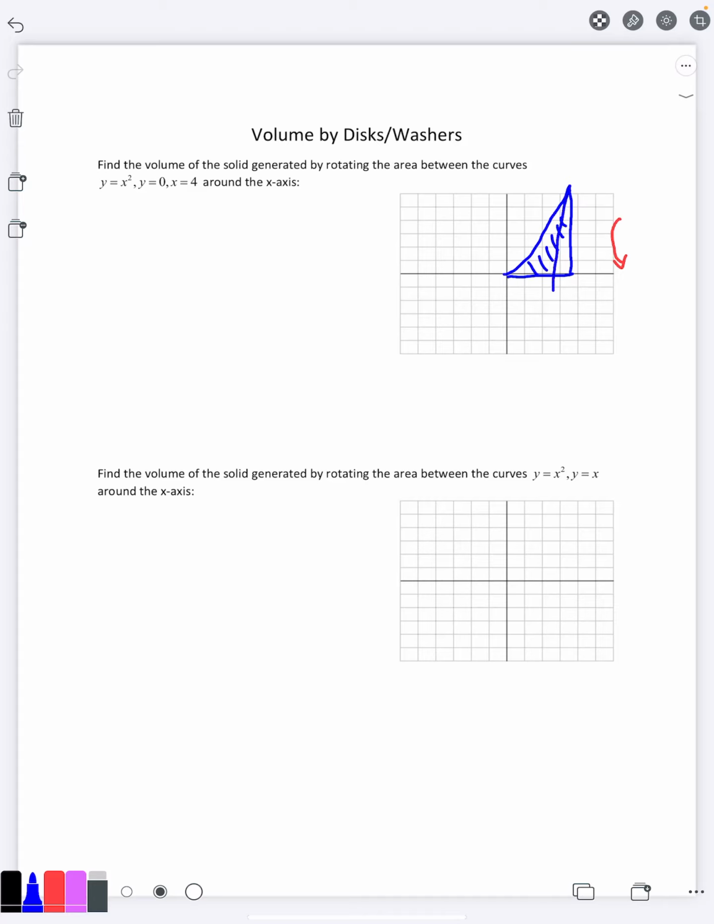So what's going to end up happening is going to go something like this here. It's going to be essentially kind of like a horn shape, but with a solid interior. And we're trying to find the volume of this. Well, what the disk/washer method does is it says, okay, we're going to break up this volume by cross-sectional area, like in the previous video.